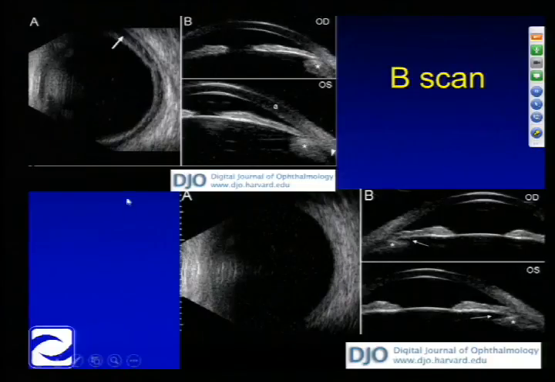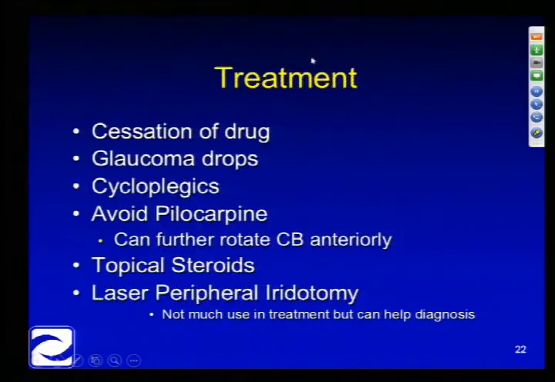This is not our patient's B scan, but it's a stock B scan on a patient with ciliochoroidal effusion. And here you can see a marked swelling of the choroid, the vascular layer behind the retina. So there's a big gap that should not be here. And on the anterior part of the eye, the ciliary body, the muscle that focuses the eye, is very swollen, and it's pushed the iris into the anterior chamber angle.